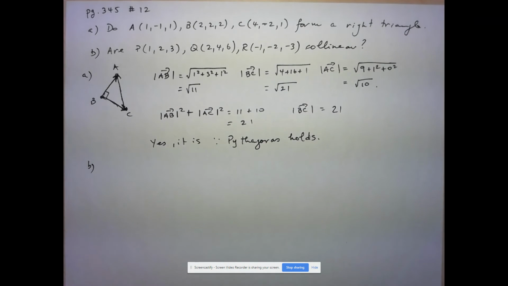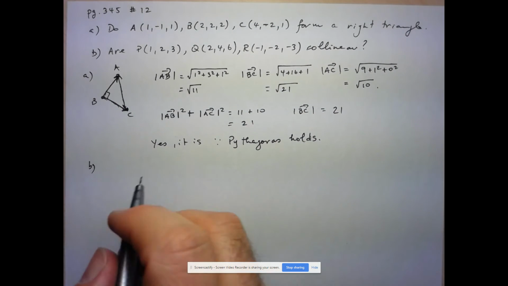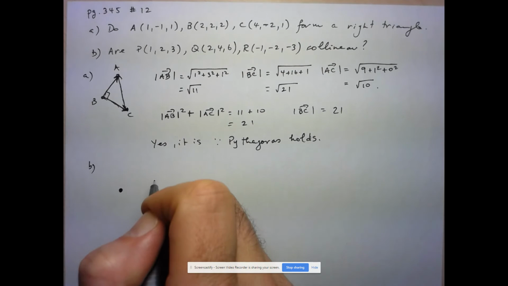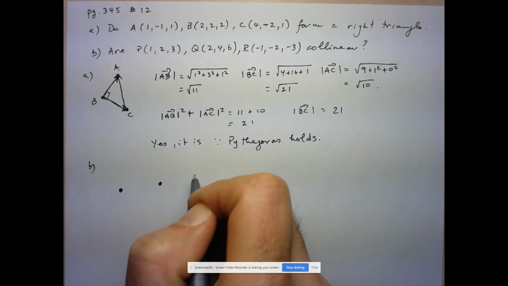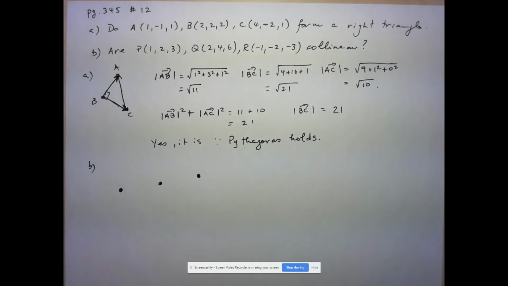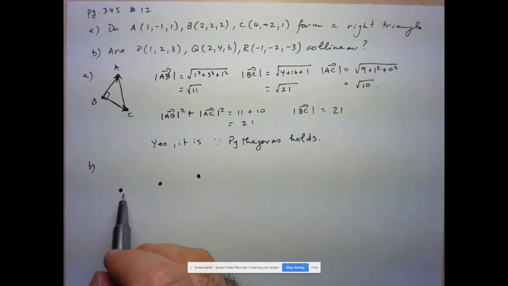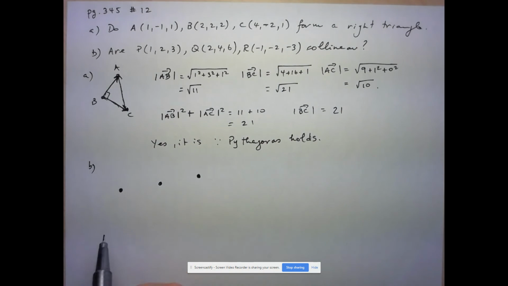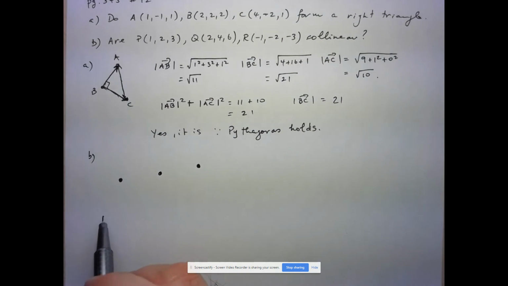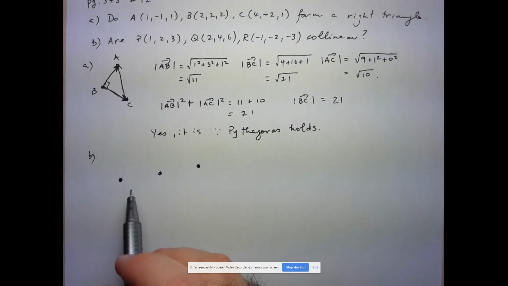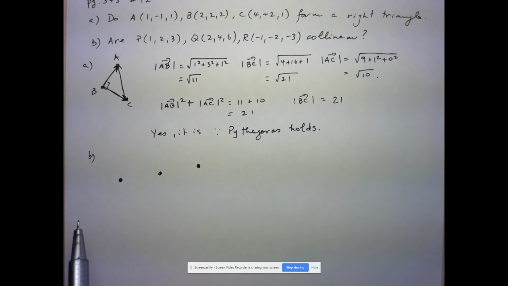Let's look at B. It asks us if these points are collinear. We might even get inspiration from what we would have done back in grade 9. How would we have shown that 3 points lie on the same line? What you might have done in grade 9 is find the slope between 2 pairs of points, and you would realize that the only way for them to be collinear is if the slopes were the same. We're going to do something a little similar.